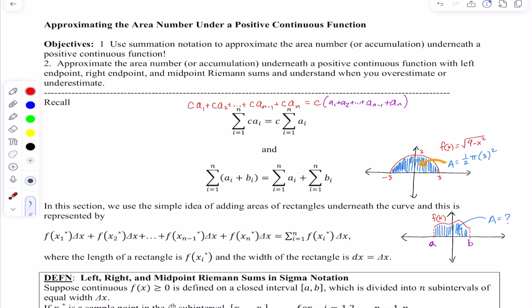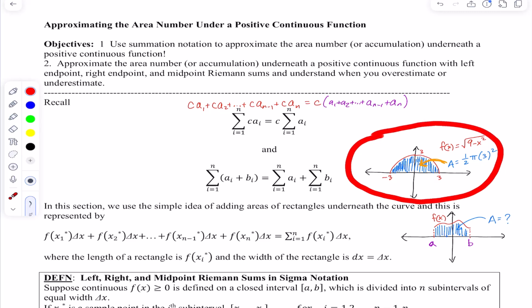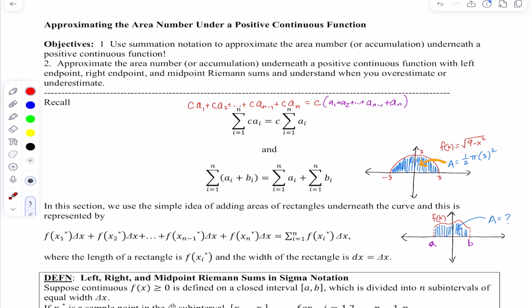In integral calculus, we are intrigued about finding geometric areas. For instance, if you had a function that represents a semicircle, we know it's a continuous function and we want to be able to figure out the area underneath that semicircle. And you even know the area formula for such a geometric figure.